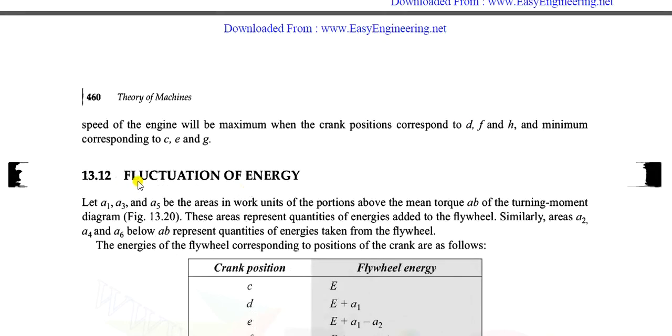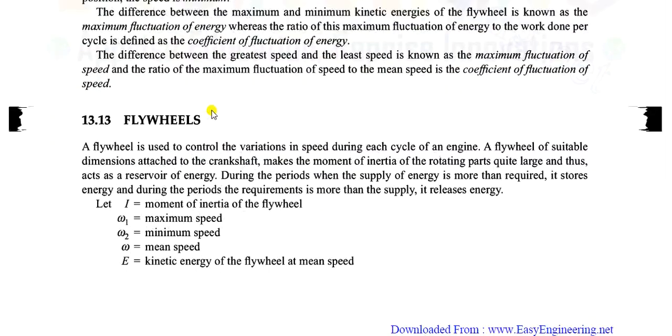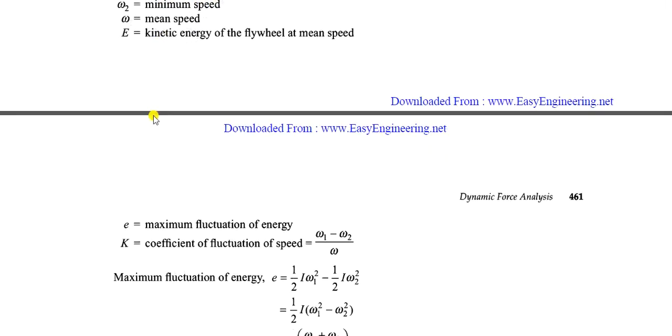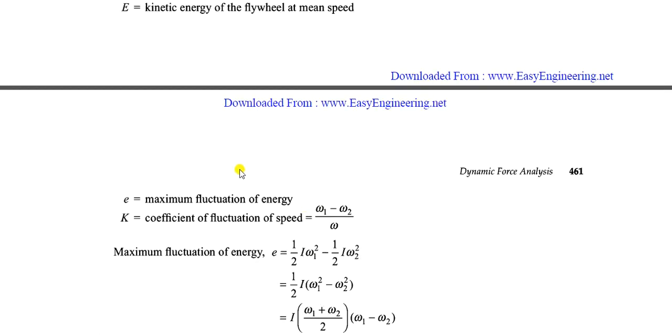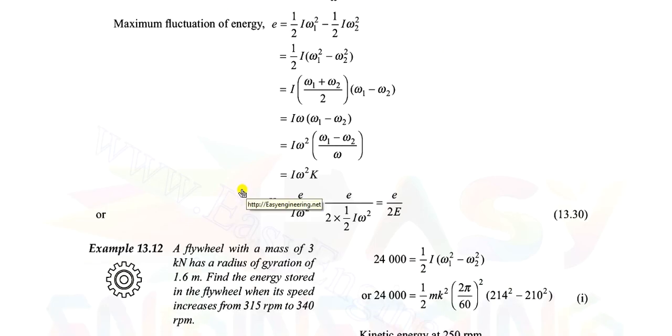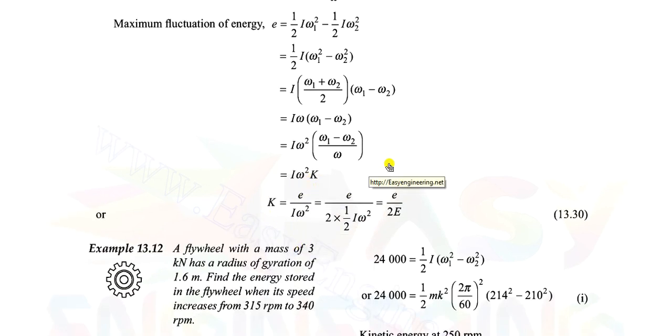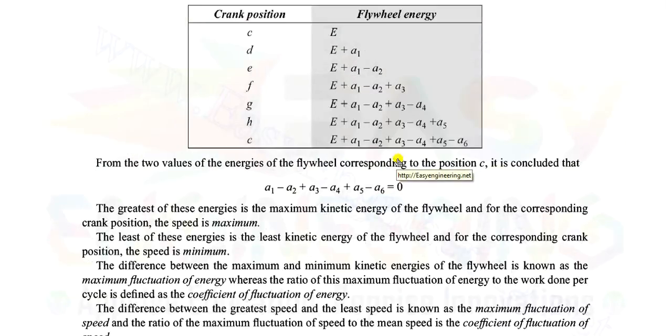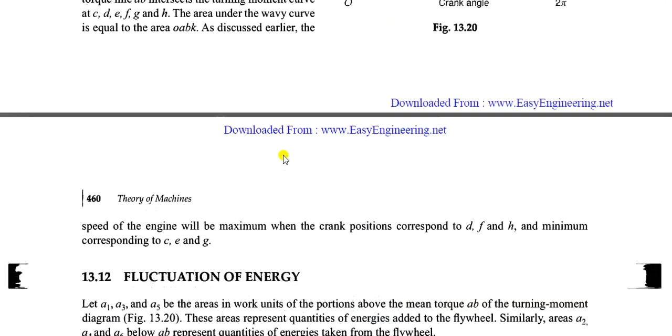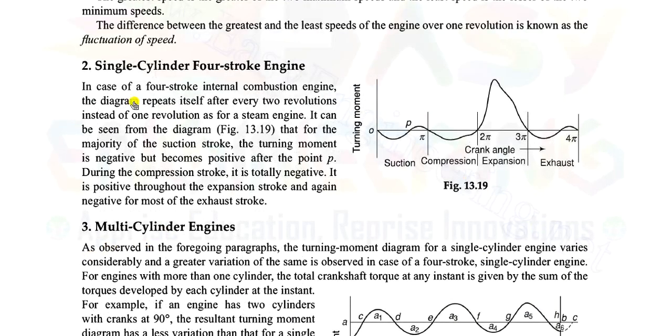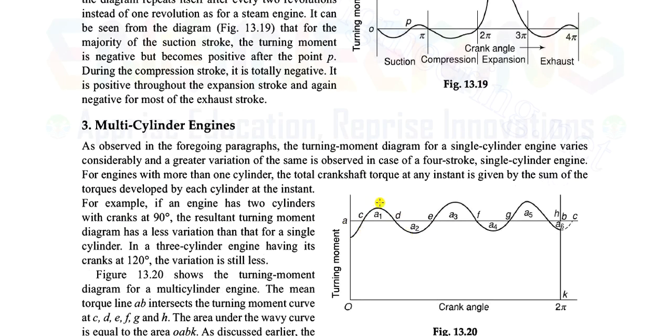The next topic will be fluctuation of energy, and from there we will design the flywheel exactly: how much mass is required. From the turning moment diagram you will calculate how much mass and mass moment of inertia will be there. We will do this next. Up to now you have to cover up to 13.11, which means all the turning moment diagrams. This turning moment diagram is different for all. Here, because it is multi-cylinder, you can see some uniformity.